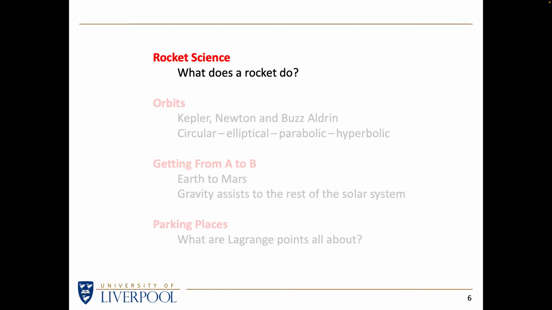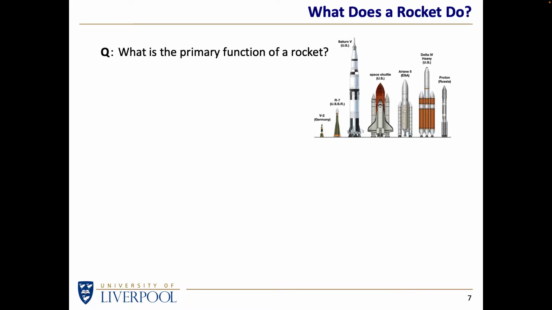So let's start with rocket science. What's the purpose of a rocket? If you ask this to many people, most people will say the purpose of a rocket is to go vertically up and get an object above the atmosphere. Well, sort of, but not quite.